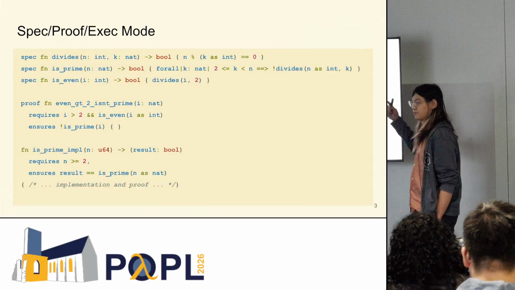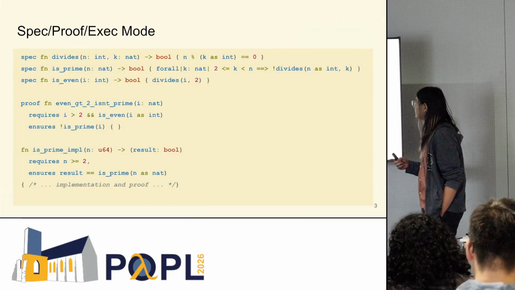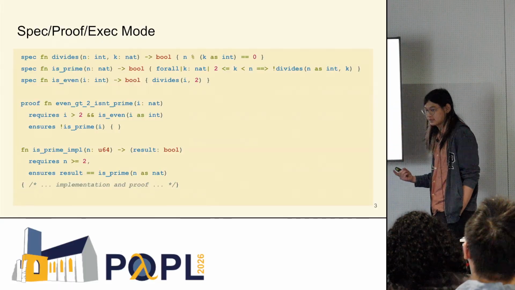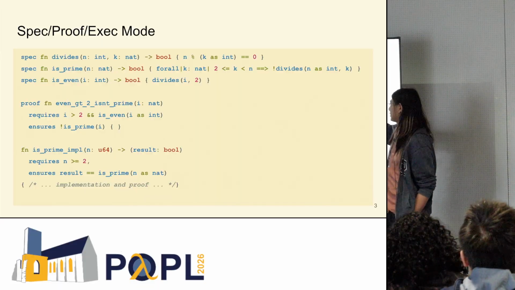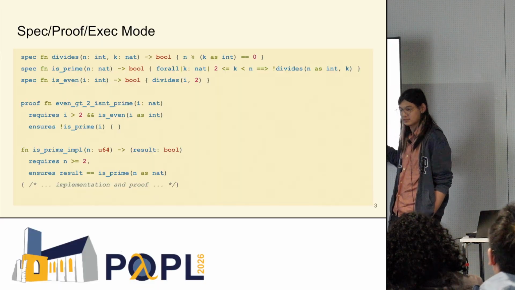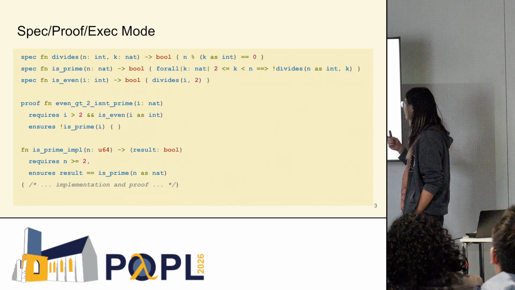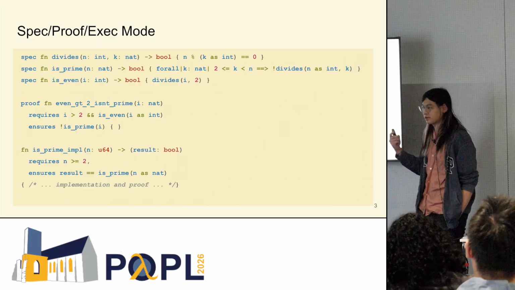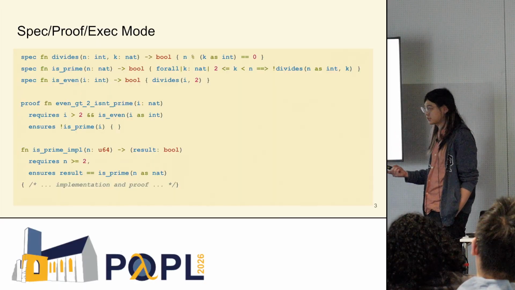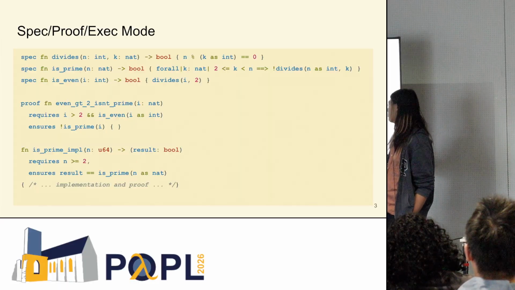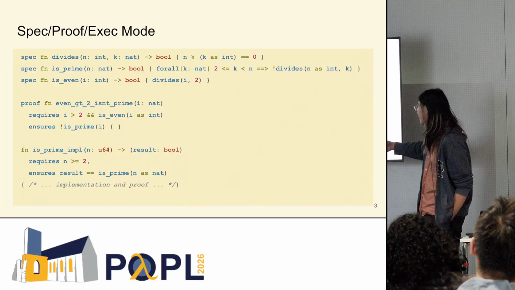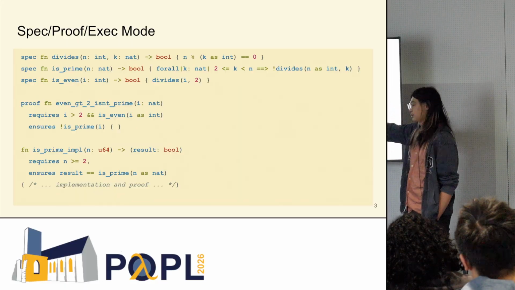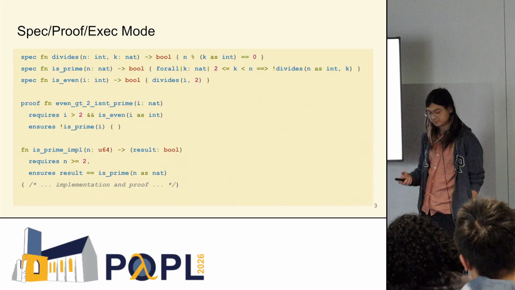So just to get you familiar with the syntax, we have spec functions and proof functions, which are ghost functions, erased at compile time. Spec functions are just like total math functions, like Dafny functions. Proof functions are like Dafny lemmas, so you can write pre and post conditions and prove things about your spec functions. And we also have executable functions, which are not erased at compile time, and you can write pre and post conditions that will be checked by the SMT solver, and this will get compiled to an executable.